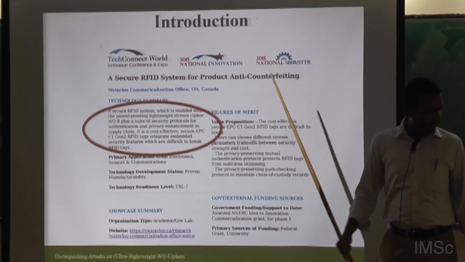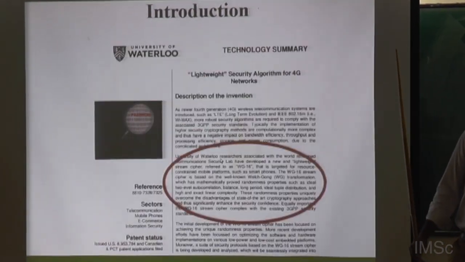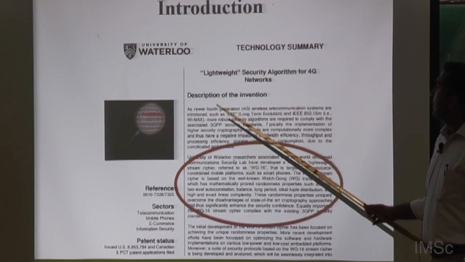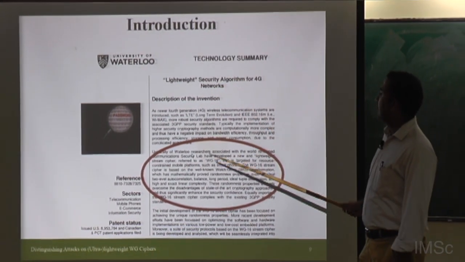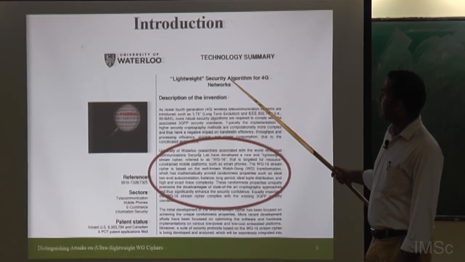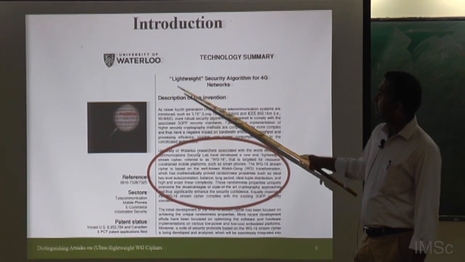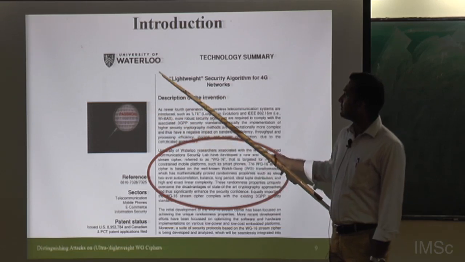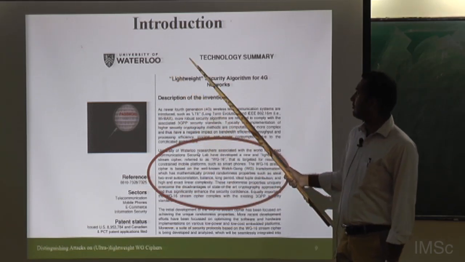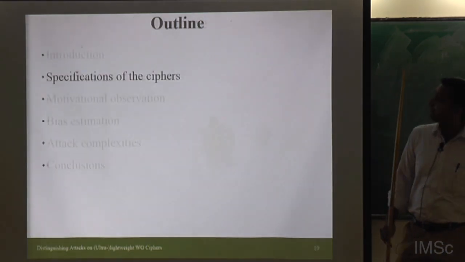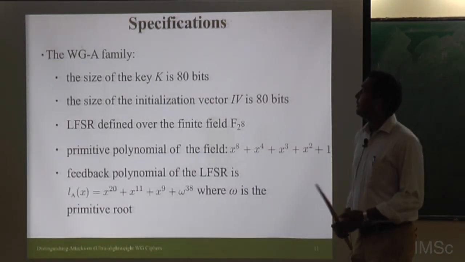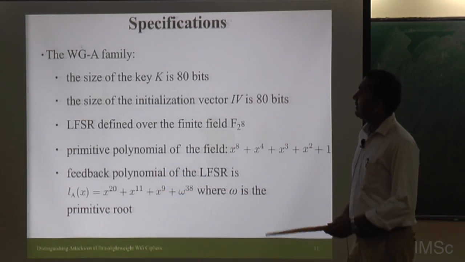This is a web page displaying those details. WGB will be used for securing 4G networks, and those details are given in this web page. This is a web page of the University of Waterloo, Waterloo Commercialization Office. So I will be detailing the specifications.